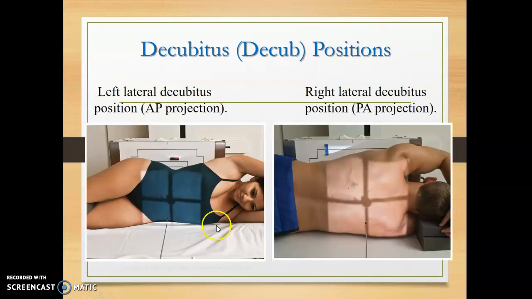Decubitus. Decubitus positions are when you have a horizontal beam. What does that mean? The beam is not coming from the ceiling. It's essentially shooting across here, okay? She is in a left lateral position. It's an AP projection because it's going through her anterior, exiting her posterior. We name the decubitus by the side down. So left side down decube. This is a right side down decube. It's just a PA because we're entering his posterior, exiting his anterior.